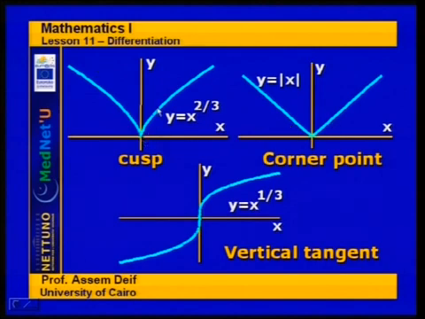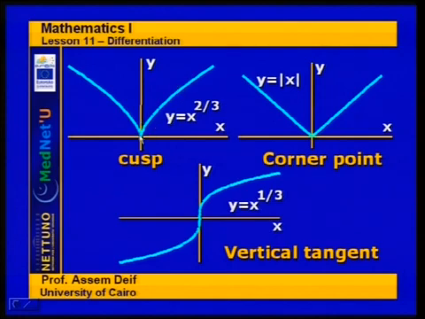Here we call this a cusp. A cusp is a point which is very thin, like a pin, for example, and you have a function like this, you see directly that the derivative here changes from minus infinity to plus infinity.